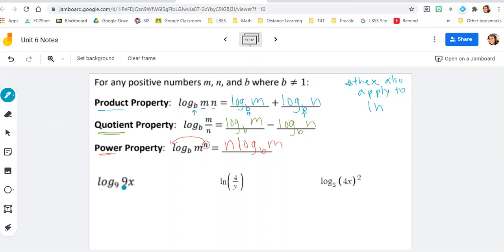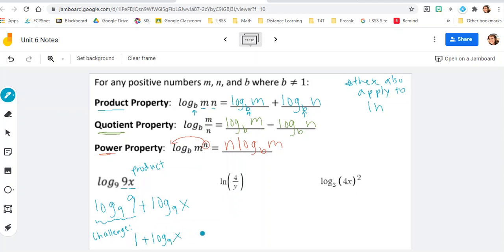First here, I see I've got 9 times x. This is a product, so I'm going to use that product property. I rewrite it as log base 9 of 9 plus, because product is plus, log base 9 of x. There's no solving that we could do here, we are just writing this out. But sometimes if we do have just numbers, you could simplify a little more. That could be a cool challenge, to try to simplify that. Log base 9 of 9, I believe the answer is going to be 1, so you could rewrite it that way.